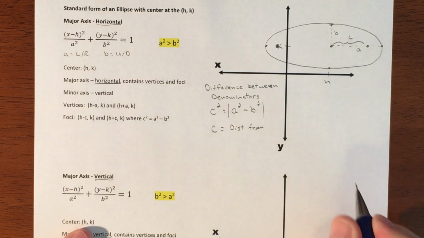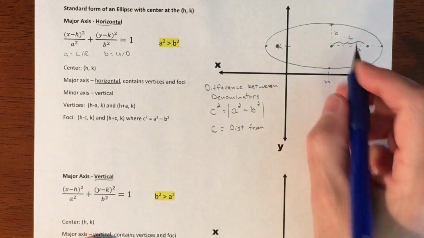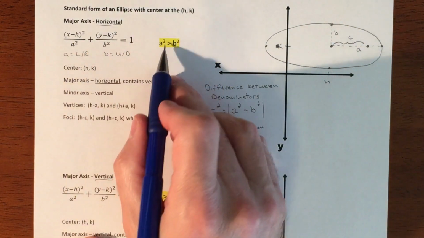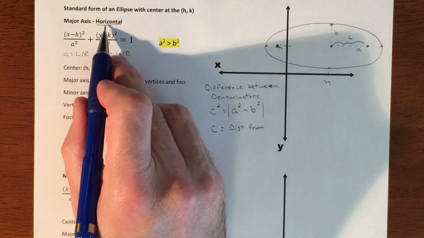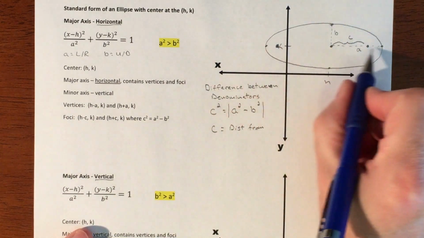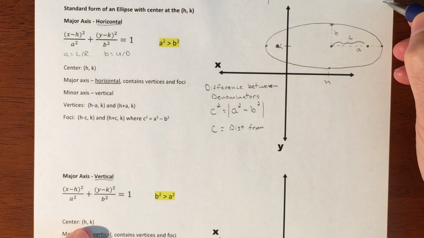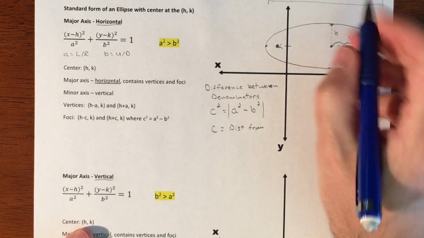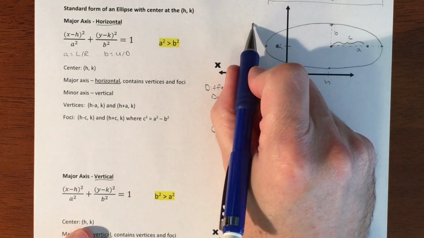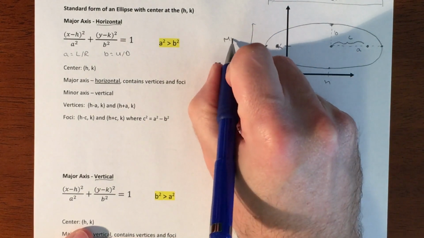Now a couple other terminology pieces are these axes, or what they're called. So this horizontal axis, because your a value is bigger, at least in this example, a is bigger than b, that makes it a horizontal ellipse. So this horizontal is called the major axis all the way across. So the major axis is this distance from here all the way to here. That's the major axis. And then the minor axis is going to be the shorter distance. That's your minor axis.